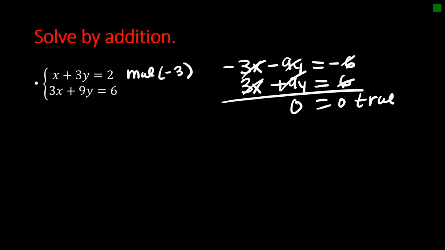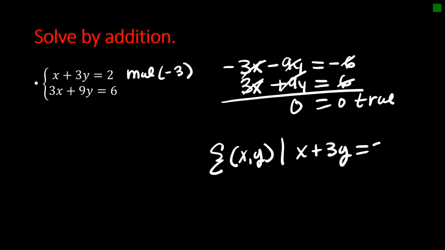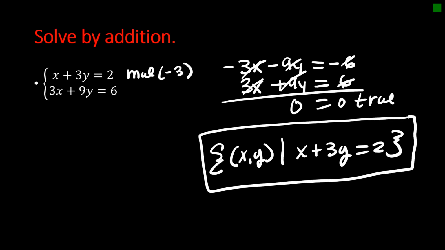So my lines coincide, and my solution set, again, we had the same situation in the lecture solving by substitution, is the set of all points (x, y) such that, and you pick either equation you want, x plus 3y equals 2. Infinitely many solutions here.